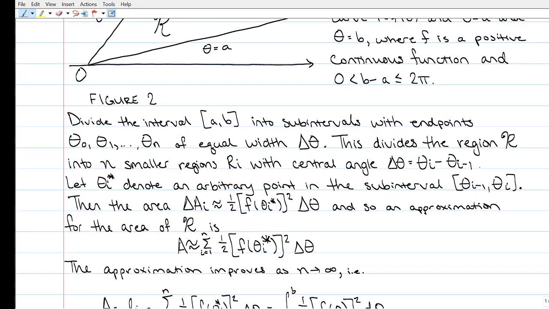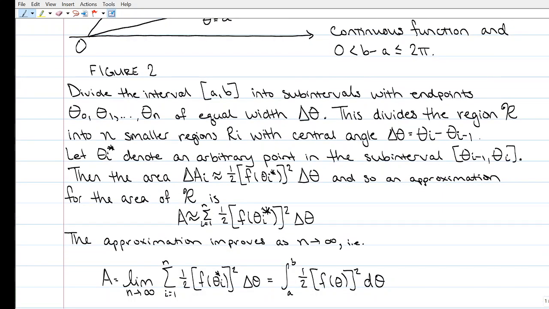Divide the closed interval a to b into subintervals with endpoints theta 0, theta 1, all the way up to theta n, of equal width delta theta. This divides the region script R into n smaller regions R_i with central angle delta theta equals theta sub i minus theta sub i minus 1. Let theta sub i star denote an arbitrary point in the subinterval, the closed interval theta i minus 1 to theta i.